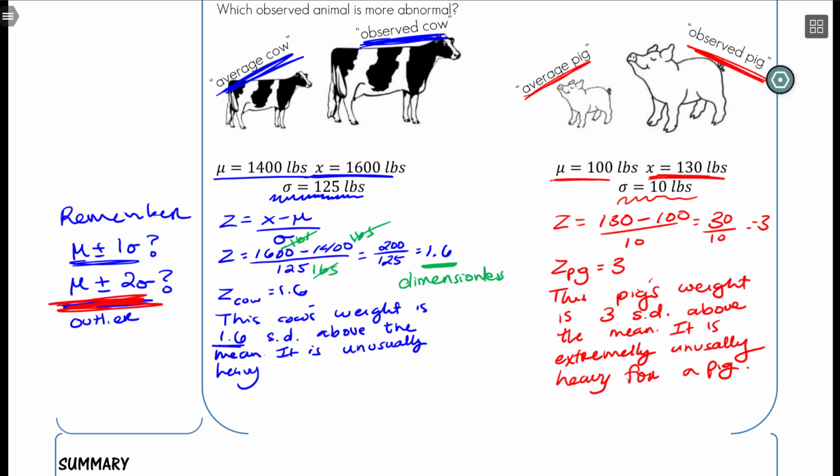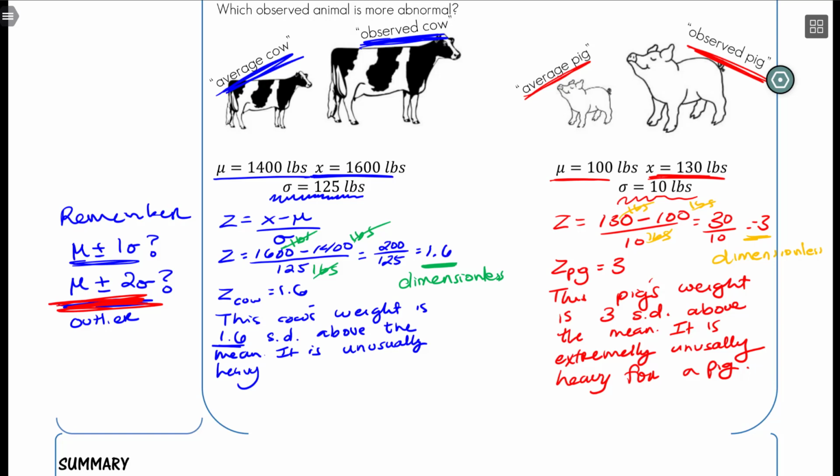The same exact thing happened over here when we did this with the pig. We have pounds minus pounds divided by pounds. Those all canceled out. So this, again, is dimensionless. It has no units. So now we are not measuring how unusual the cow's weight or the pig's weight is. We're forgetting about the weight. We're just standardizing this to discount the weight relative to their species. We are now able to see, hey, how do they stack up against each other? Which one is more unique relative to their species?